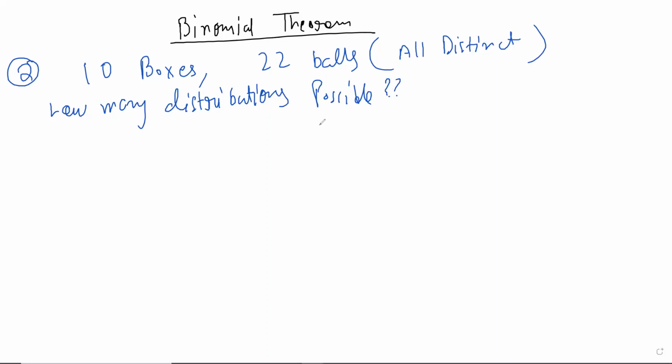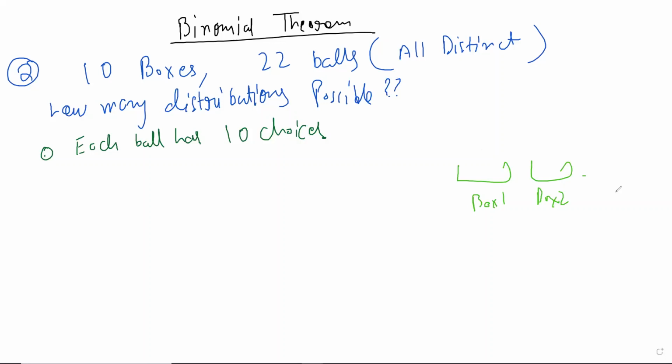Well, from the perspective of the balls, each ball has 10 choices. That's one thing I note. Very good. Is the question clear to everyone? All boxes are distinct and all balls are also distinct. Yes, each ball has 10 choices, so meaning there are 10 possible choices for every ball.